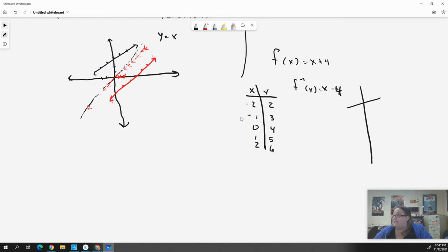So if you have one that has these x, y values, its inverse one is going to have the opposite. The x, y values on this inverse one are going to be 2, -2, 3, -1.